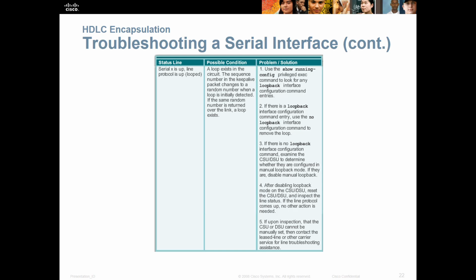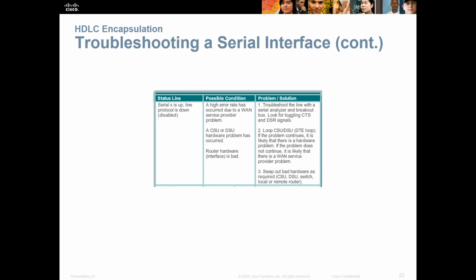If the line is up and the protocol is up, but it's looped, a loop exists in the circuit. The sequence numbers in the keepalive packet change to a random number when the loop is initiated. So we're going to double check to verify loopback interfaces. We'll do a show run to look at any loopback interfaces. If there is a loopback interface, configure the command to use no loopback, because within HDLC loopbacks introduce some issues.